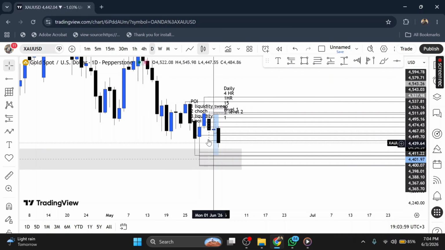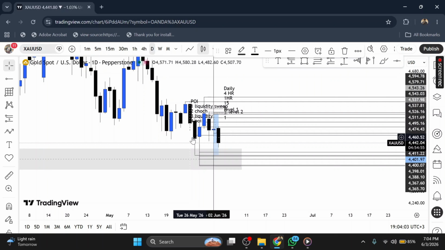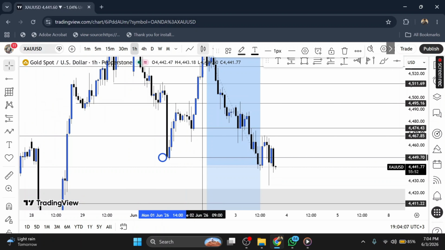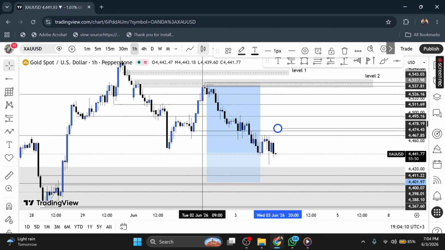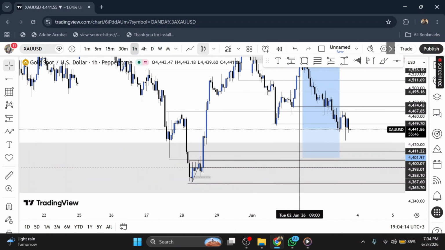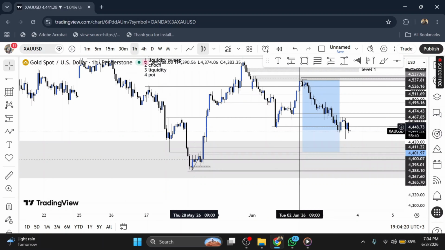This level had been wicked, right? Then we go back to the 1 hour. I'll be skipping to the 1 hour straight because I don't really do the 4 hour in a scenario, because it's too far, man. So it had been wicked. Then we wait for a breakout and a retracement in the New York session.